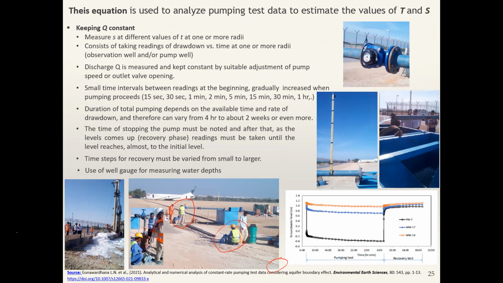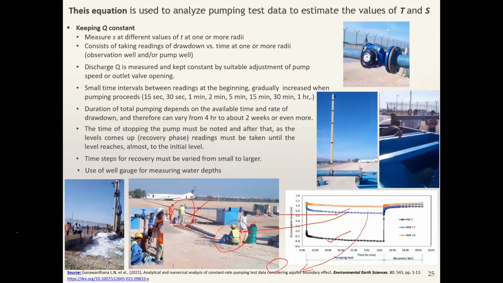So it consists of taking readings of drawdown versus time at one or more radii. We have the pumping well here, so we take the drawdown versus time readings here. For example, these black color values that you see in this graph are from this pumping well. Then we also measure the drawdown versus time in the observation well. So this blue color one is the observation at this well. And there was another one somewhere here. Right? So we take the readings in the pumping well and observation wells.